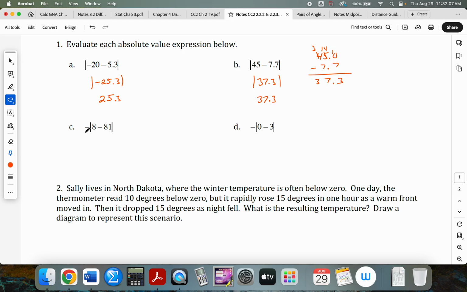Here, notice we have the opposite of the absolute value. You can read that as negative, but I think it makes more sense to do the opposite. Whatever we have after this, we're going to do the opposite. If it is positive, we're going to make it negative. If it is negative, we're going to make it positive. All right, 8 minus 81 is negative, what, 73? So the absolute value of negative 73 is positive 73. So my answer is negative 73.